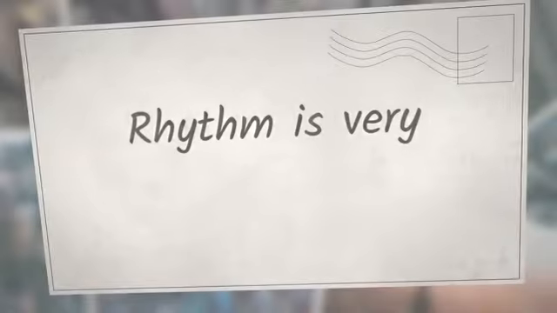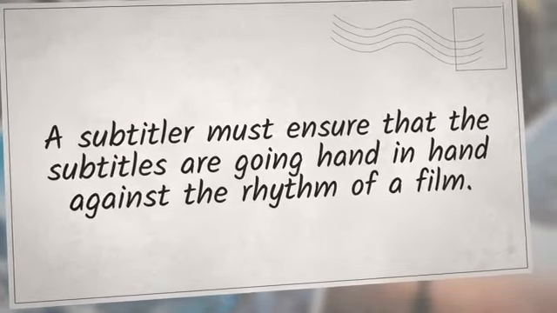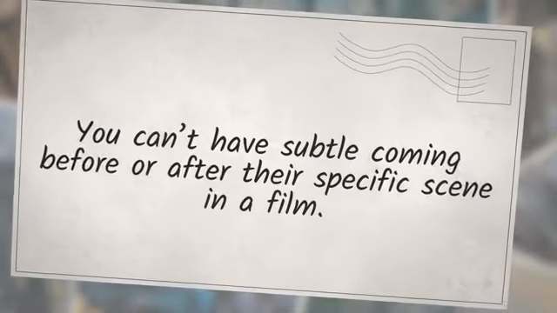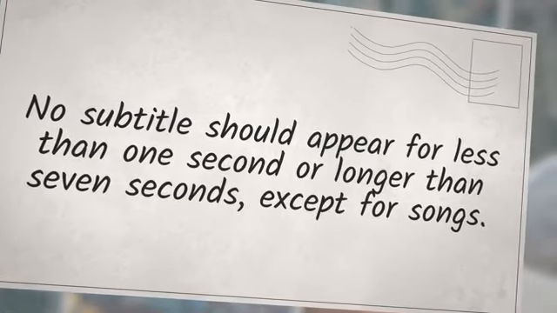Rhythm is very important during spotting. A subtitler must ensure that the subtitles are going hand in hand with the rhythm of a film. You can't have subtitles coming before or after their specific scene in a film. No subtitle should appear for less than 1 second or longer than 7 seconds, except for songs.